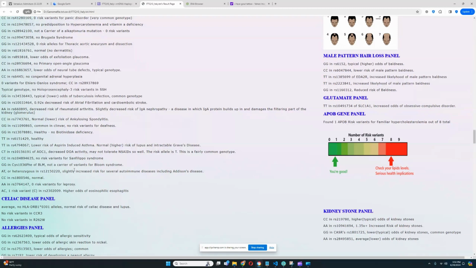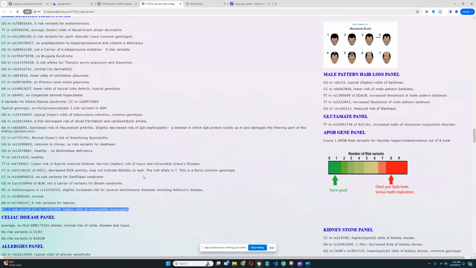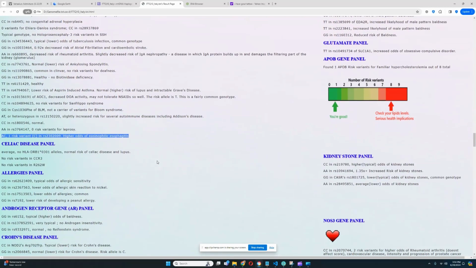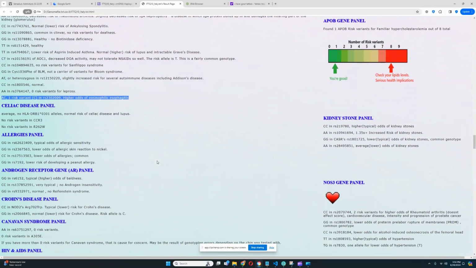Okay, he has this genotype right here, which leads to slightly increased risk for several autoimmune diseases, including Addison's disease. Okay, and this genotype leads to higher odds of eosinophilic esophagitis. But that's the only thing I see here. I don't see any other conditions that he's predisposed to. So really, he's quite good in terms of that. But the HLA gene panel is going to look really horrible.